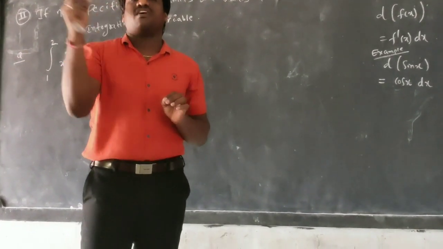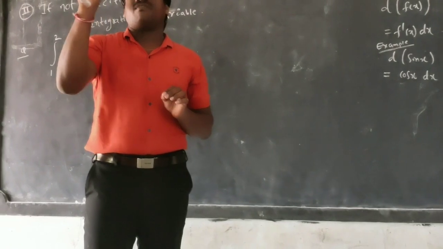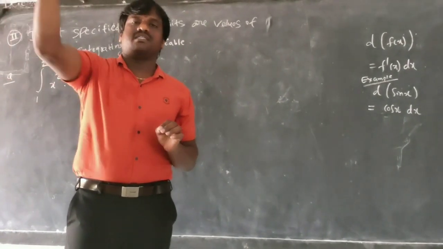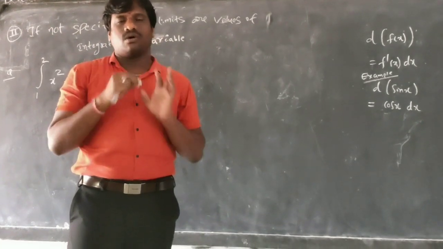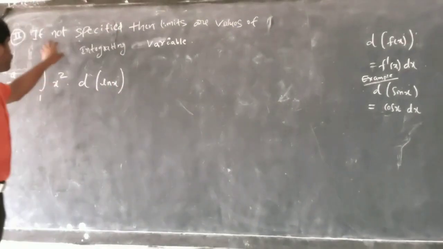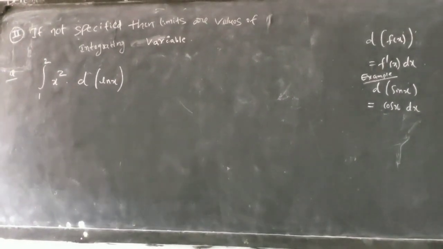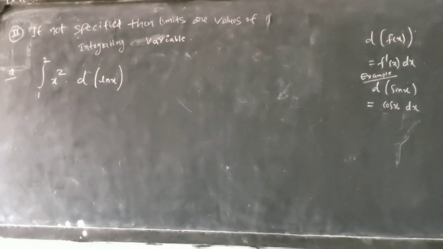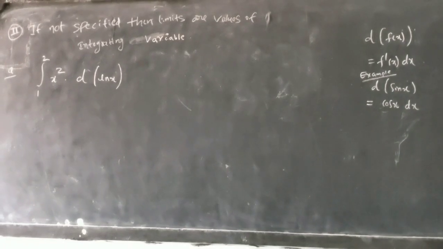Integration a to b f of x is there. Then I can write f of x integration is capital F of x, and from b to a we substituted F(b) minus F(a) we got. And case 2 is, what is case 2? If not specified, then the limits are values of the integrating variable.